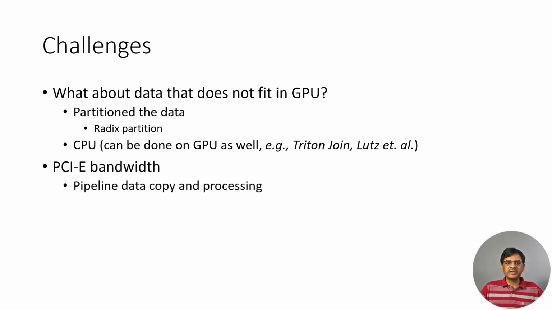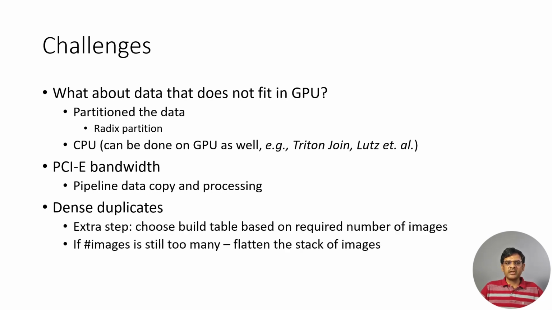Second, to reduce the time spent on CPU-GPU transfers, we pipeline partition copying and compute. Third, skewed data can also result in too many hash images, which can adversely affect the performance. To overcome this, we introduce a runtime statistics computation step, which chooses a build table dynamically based on the number of hash images that is required. In case this number is still too large, we optionally flatten the images. You can find the performance numbers for such scenarios in the paper.